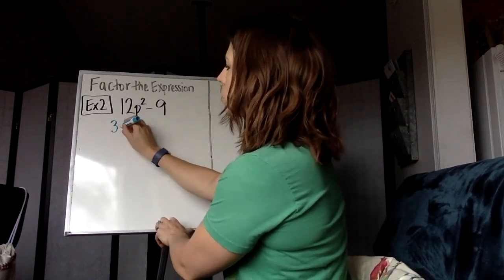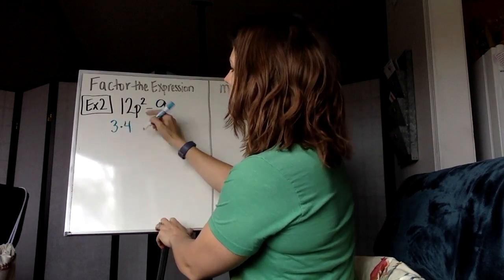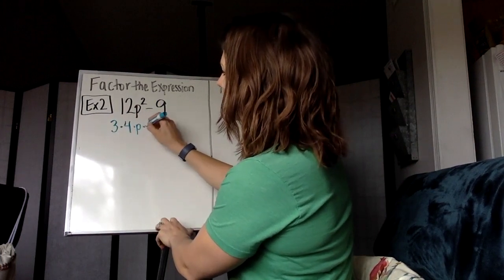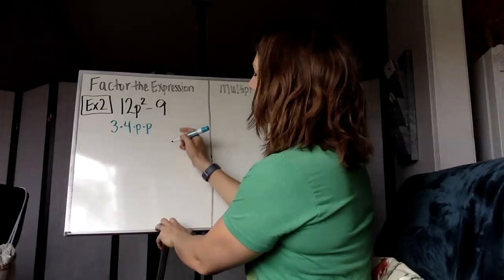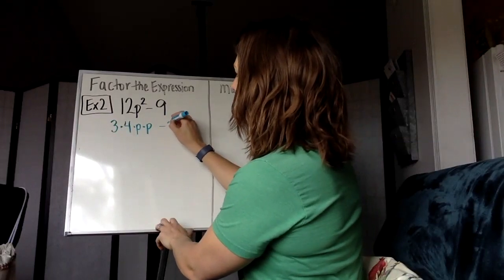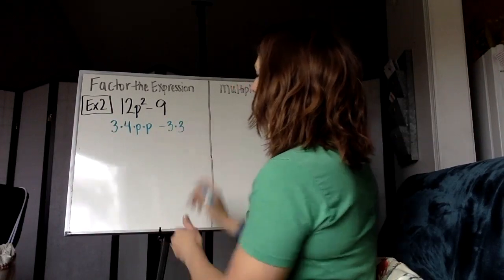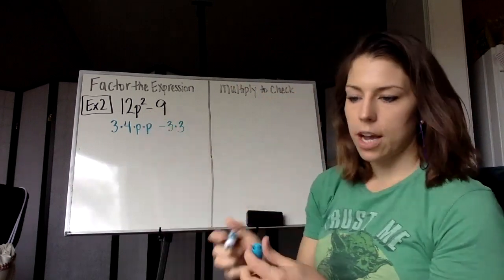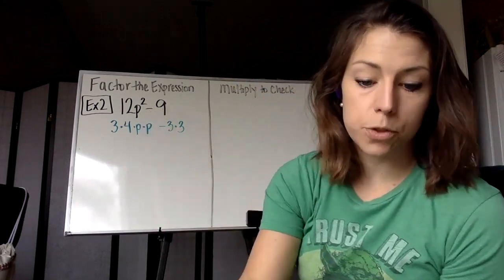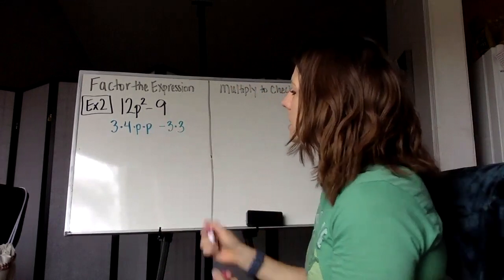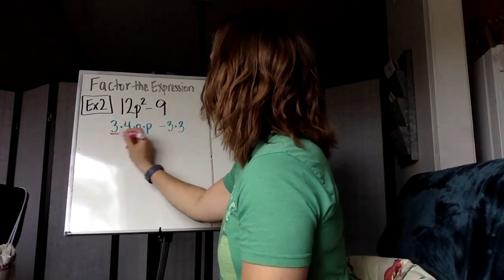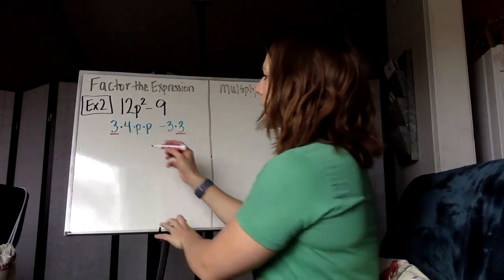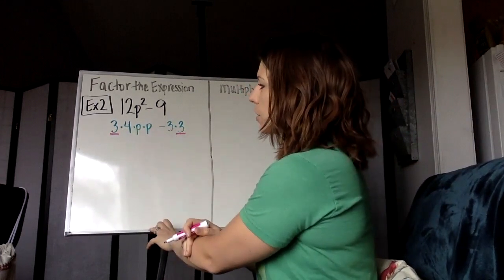So 12 is 3 times 4. P squared is P times P. And this minus 9 is basically minus 3 times 3. All I did was bring the subtraction down to keep the structure the same. What do they have in common? Well, I see a 3 and a 3. So that tells me that the greatest common factor here is 3.